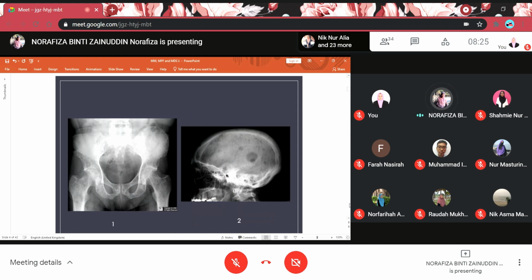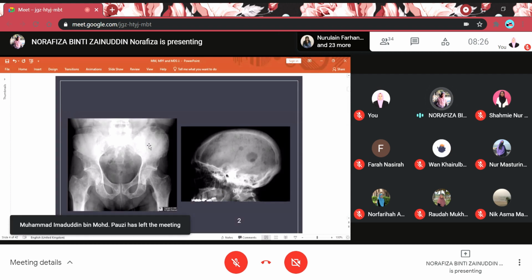This is a picture of a pelvis. Picture number 1, a pelvis of a multiple myeloma patient. You can see that this pelvis contains numerous lytic lesions without reactive sclerosis, which almost have a soap bubbly appearance. The ischia as well, and there are also lytic lesions in both proximal femora.